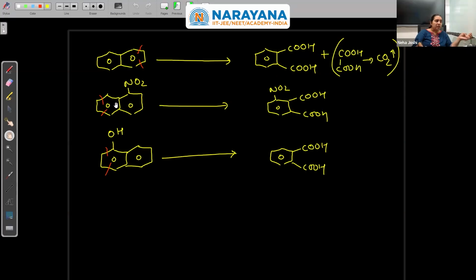Now, but if the naphthalene is substituted, which ring will break? How to decide? The ring which has more electron density will undergo the breakage, because oxidation is loss of electron. So only that one which has more electron will undergo breakage. So nitro will remain intact here and this is gone. Here phenol will be gone. Benzene, because this is more activated. So see the difference in product. Here nitro group is there in acid, here not.